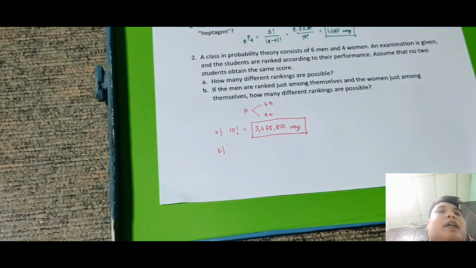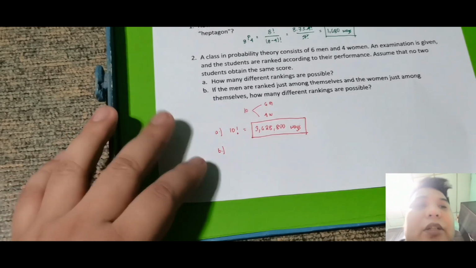Okay, next. If the men are ranked just among themselves and the women just among themselves, how many different ranking are possible? Okay, so ito ngayon yung medyo kakaiba, no? Kung yung mismong mga lalaki lang yung irarank ko, tas kung yung mismo mga babae lang irarank ko, ilan yung possible nun? So, ibig sabihin, 2 po sagot. No, isa pa rin. Okay, mag-iiba lang medyo yung sagot. Sir, bakit? Kasi ganito yung mangyayari.